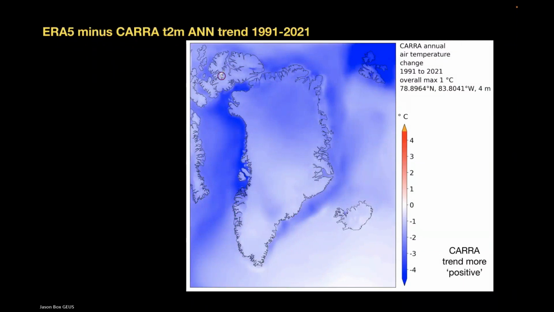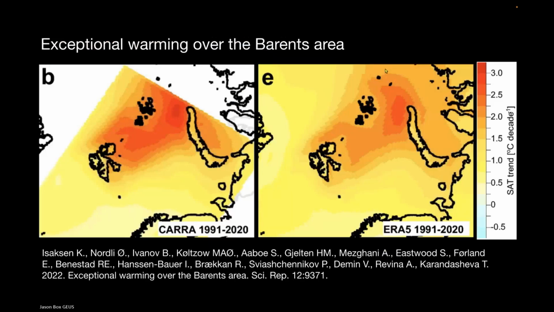The difference in the trend, the blue colors suggest that the CARRA trend is more positive everywhere. And so a stronger warming trend in CARRA around Svalbard and the Barents Sea is a consistent result with Isaksen and others recently, where here's the CARRA trend, it's stronger than the ERA5 trend.